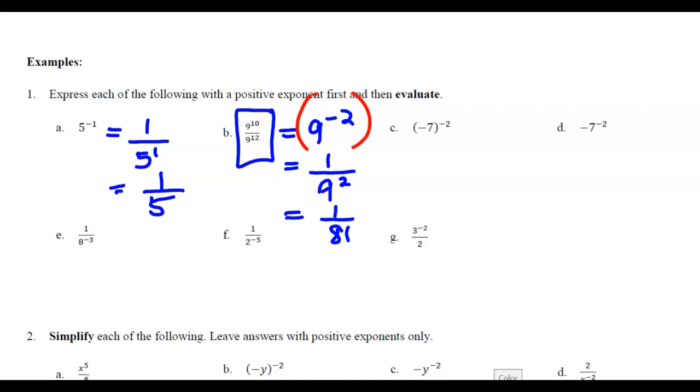This next one, same thing, it's just got brackets. So I'm going to keep the brackets. It becomes a positive exponent in the denominator. And then you evaluate that. Remember, a negative squared is a positive.